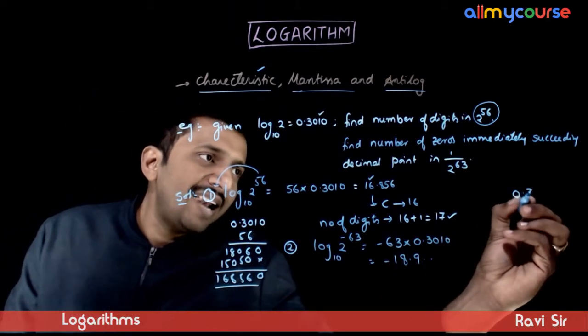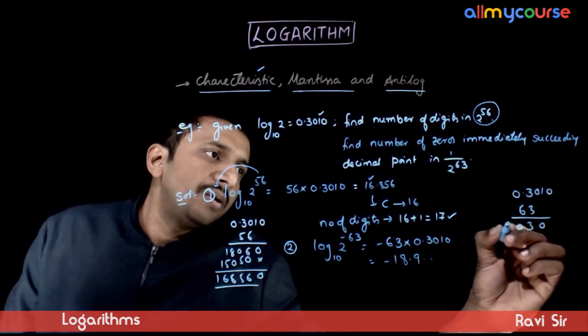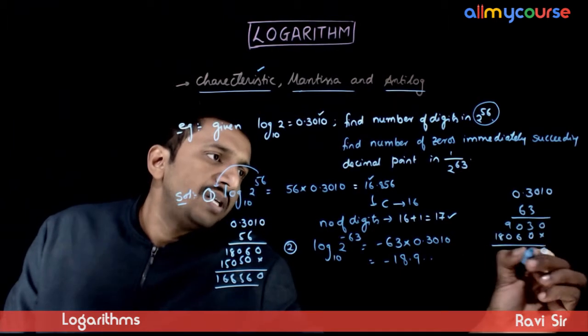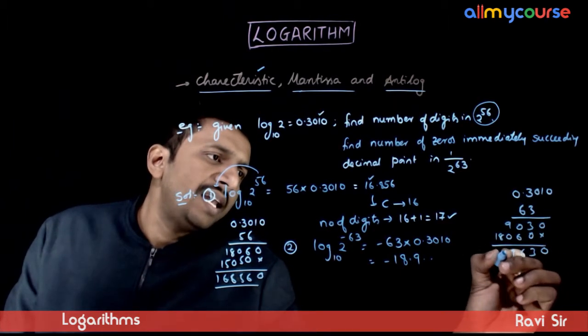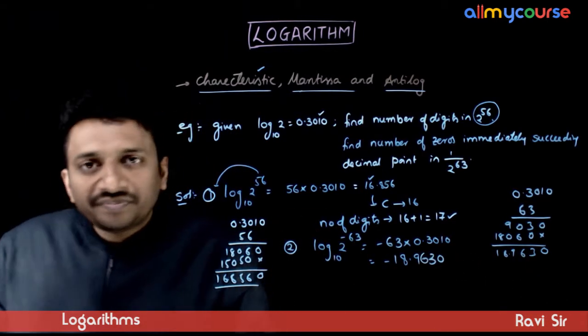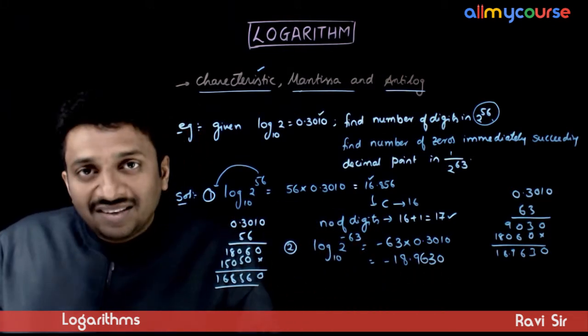I'll just calculate this nicely. So 63 times 0.3010, we get 18.9630. So the value of the logarithm is minus 18.9630.